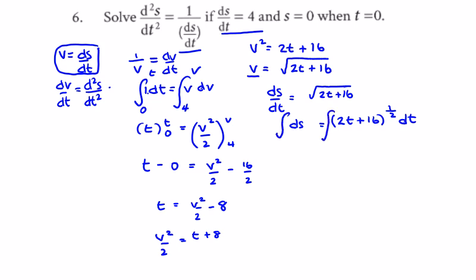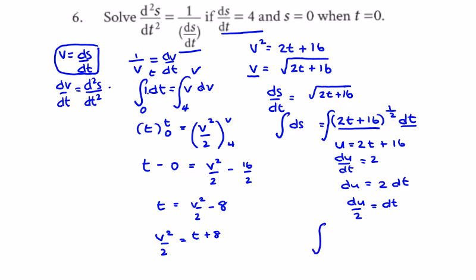Now integrating this, let's see if we can use our substitution rule. If u is equal to 2t plus 16, du/dt is equal to 2, so du is equal to 2 dt. Getting dt on its own, du over 2 is equal to dt. Might be easier just to use this when you have this knowledge of your substitution rule.